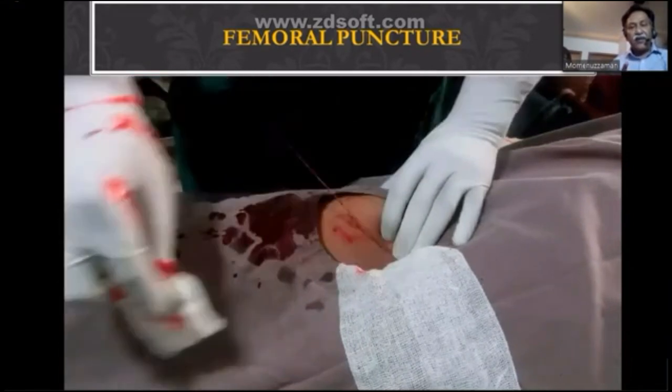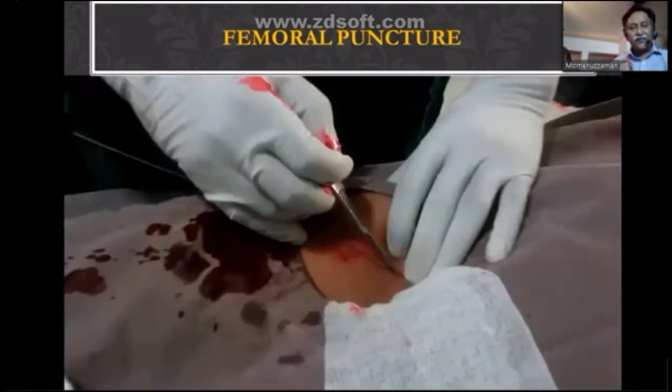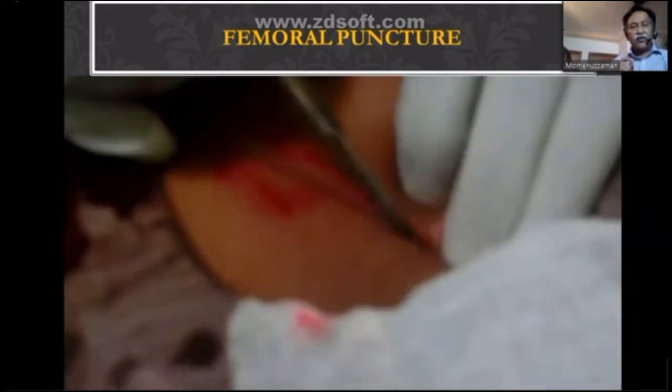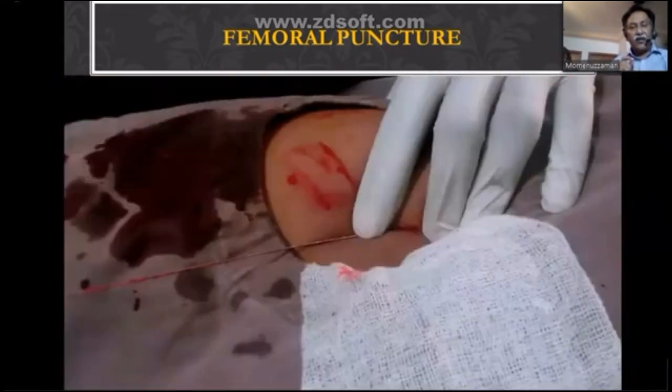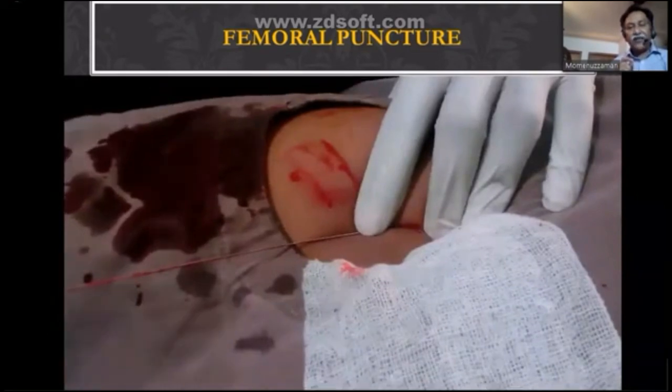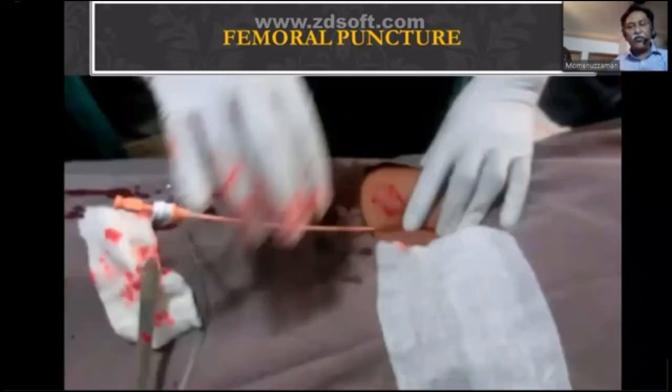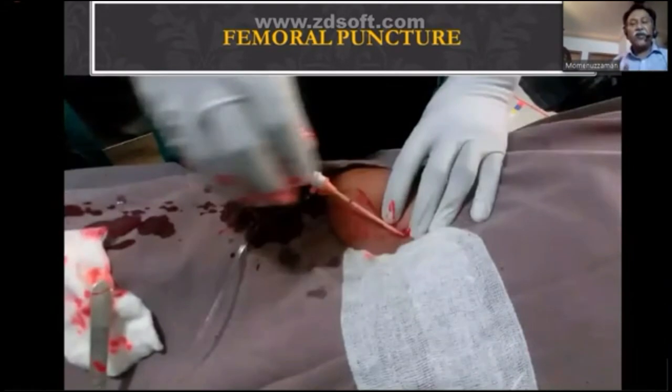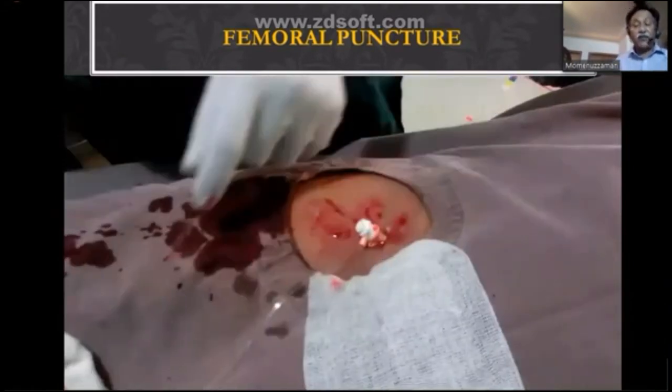Then make a small nick, then introduce the sheath over the wire. So once it has entered the artery, then you remove your left arm. So that will reduce the chances of hematoma at the puncture site.